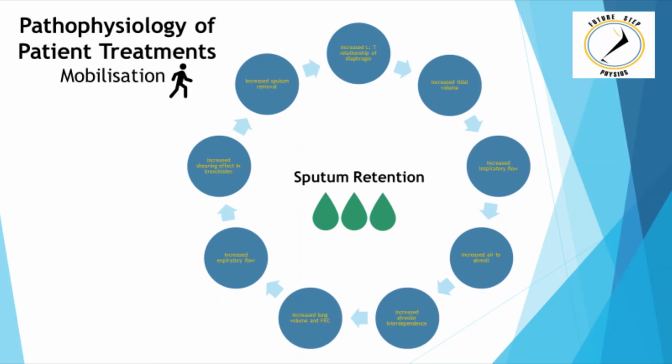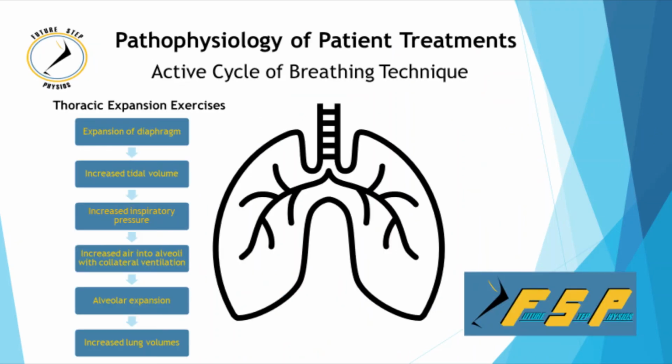Now we're going to talk about the pathophysiology of the active cycle of breathing technique, in particular thoracic expansion exercises. With thoracic expansion exercises, the patient takes a deep breath in with the aim to exceed normal tidal volume. This is aimed to expand the diaphragm, which increases the expansion of the ribcage, and tidal volumes of the lungs increase.